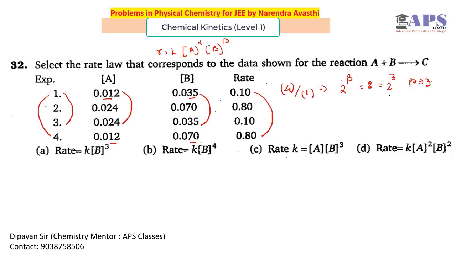Like if we compare 1 and 3, the concentration of B is constant, the concentration of A is double, but there is no change in rate. So if we divide 3 by 1, we will get 2 to the power alpha equal to 1, that is 2 to the power 0, so the alpha value will become 0. So the order with respect to A is 0 and the order with respect to B is 3. So the overall rate equation will become rate equal to K into concentration of B cube.